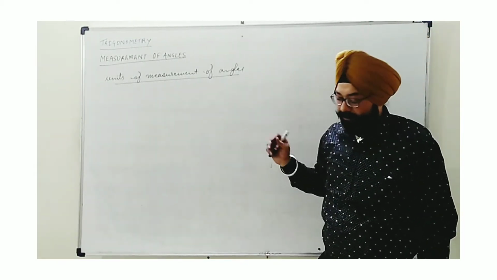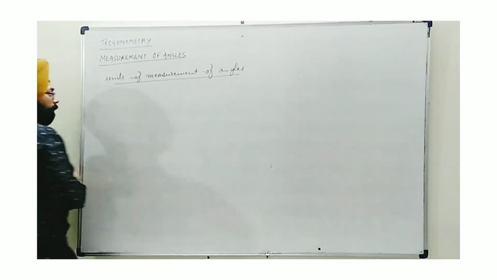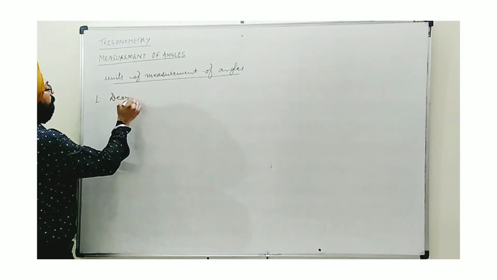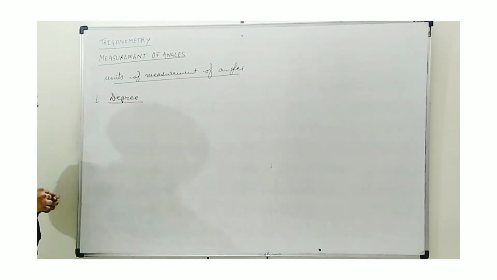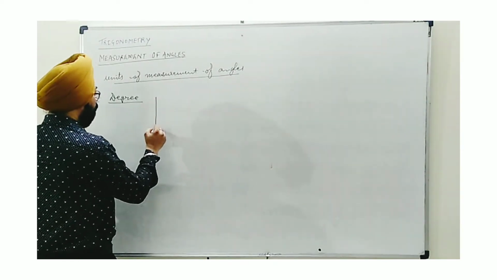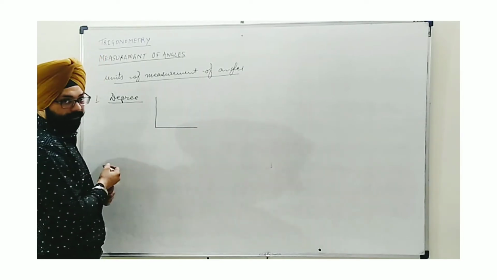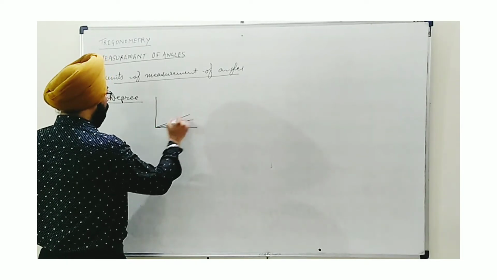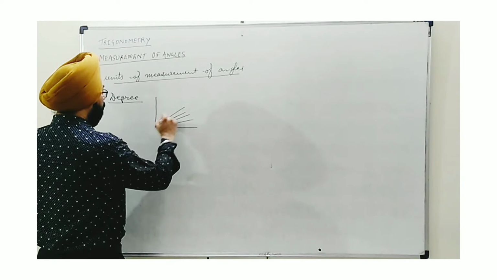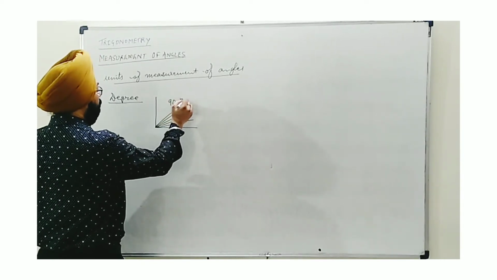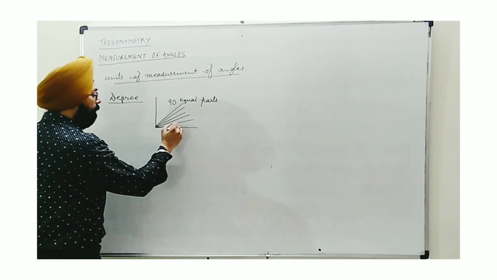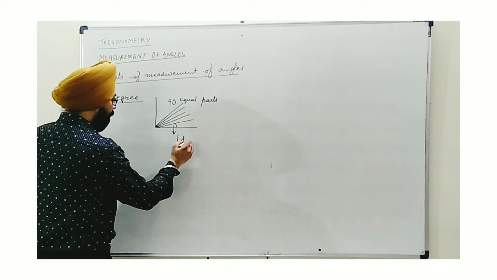In the topic units of measurement, we will start with the conventional unit, namely degree. The first unit which we know very well is degree. How is degree defined? Actually, when there is a right angle, the space between two arms is divided into 90 equal parts, then each part is known as 1 degree.